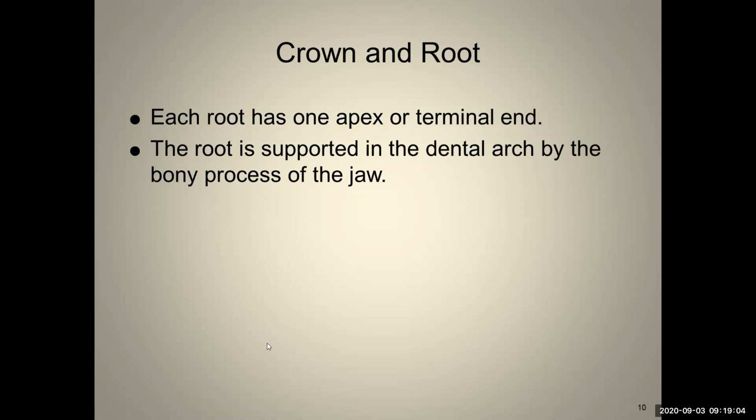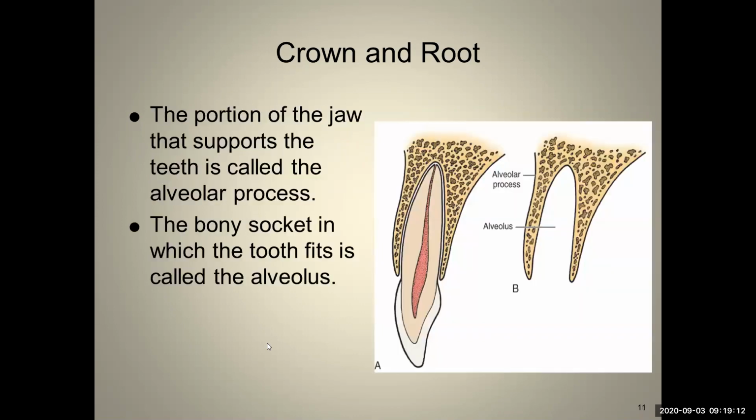The root is supported in the dental arch by the bony process of the jaw. The portion of the jaw that supports the teeth is called the alveolar process, and that's what you're seeing radiographically. The bony socket in which the tooth fits is called the alveolus. So the alveolus is the socket. The alveolar process is the bone.